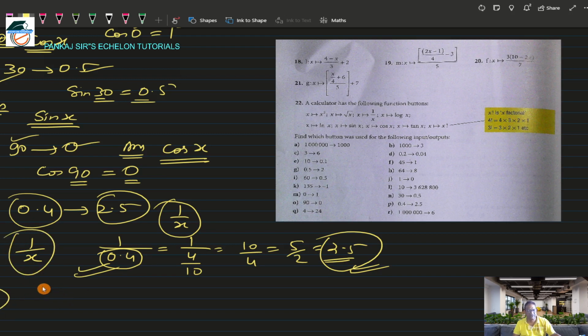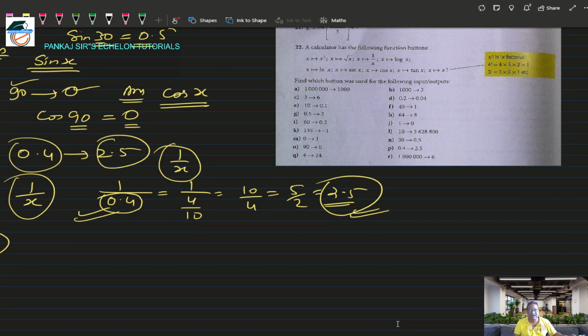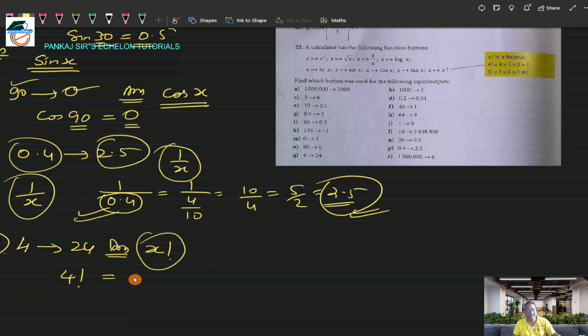Q. Q says that 4 is the input and 24 is the output. Now here the function should be what? It should be factorial, x factorial. So the answer is the function x factorial. Why? Because 4 factorial will be equal to 4 into 3 into 2 into 1. This works out to 4 3s are 12, 12 2s are 24, into 1, 24. Can you see? The input is 4, the output is 24. So the function is factorial.